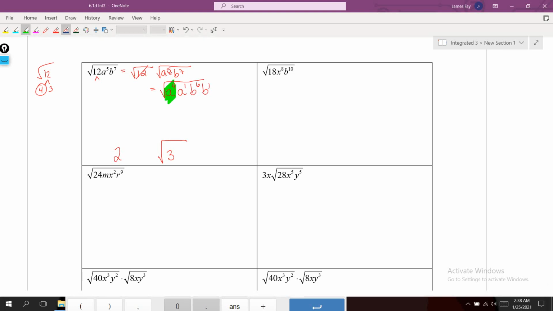So a to the fourth, the square root of a to the fourth, because that's even, we take half of that 4, and it comes out front. And then you're done with it. Now this a to the first doesn't have any partners. Okay? Then we're going to go b to the sixth. B to the sixth, that's another even one, so I'll take half that. It becomes b to the third. And then this b to the first. And we're done.